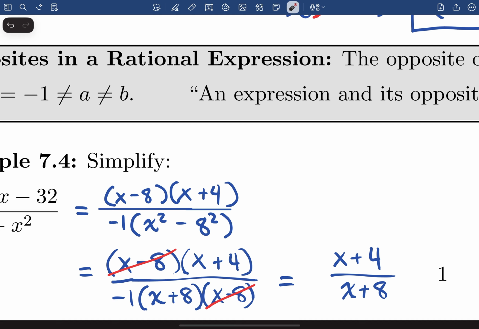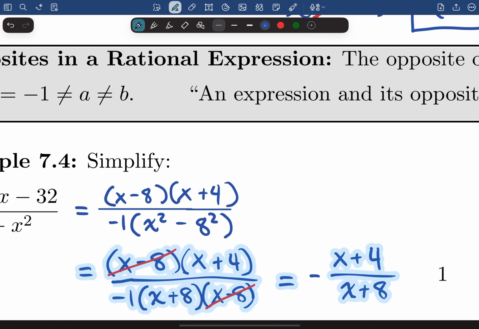The funny thing about a negative sign in a fraction is it could be on the bottom, or it could be on the top, or it could be pulled to the front. So what I'm going to do is take that negative sign and pull it to the front of the fraction. This is oftentimes the cleanest way to get it done. And then I am done.